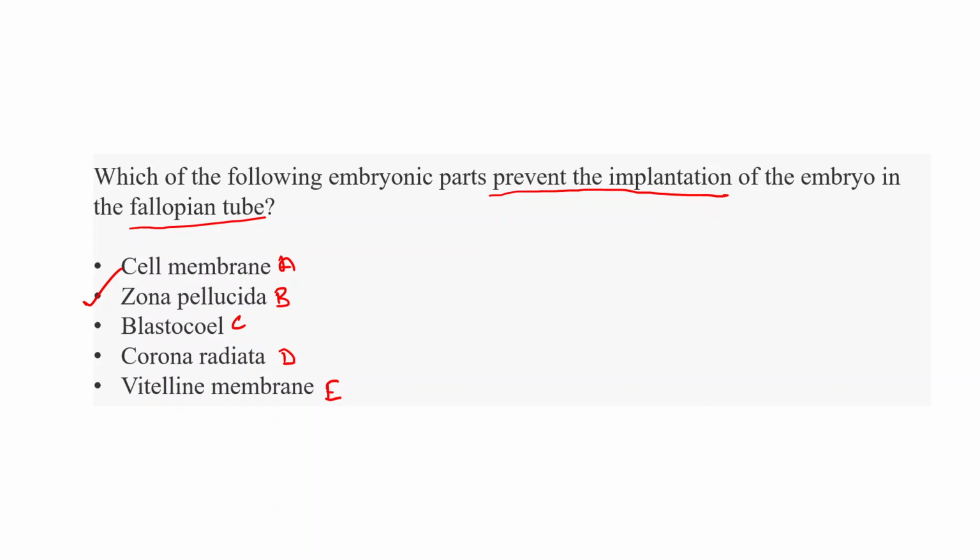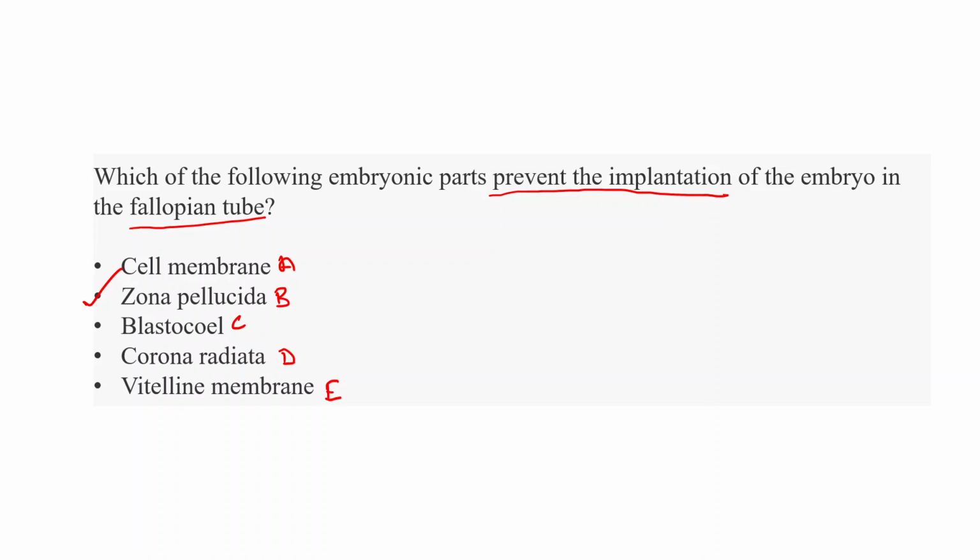Now, why are the other options incorrect? Cell membrane. What is the function of the cell membrane? Basically, the cell membrane is just a plasma membrane which has no role in preventing ectopic implantation. Ectopic implantation is the premature implantation in the fallopian tube. Blastocoel is a fluid filled cavity inside the blastocyst. It is not related to implantation prevention. Then corona radiata is a layer of granulosa cells around the ovum, and it is lost soon after fertilization.